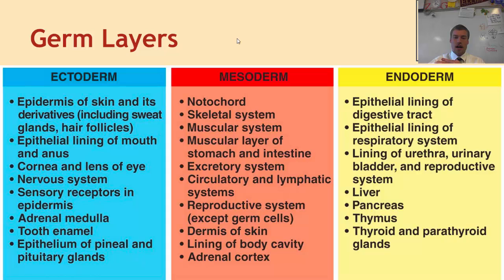So that's your digestive tract, the respiratory system, linings of the reproductive systems, your liver, pancreas, thymus, thyroid, and parathyroid glands. So, there's a lot of things that come out of all these different layers. It's not terribly important that you know all of them. I'm just trying to give you an idea of what's going on and where these different things come from.